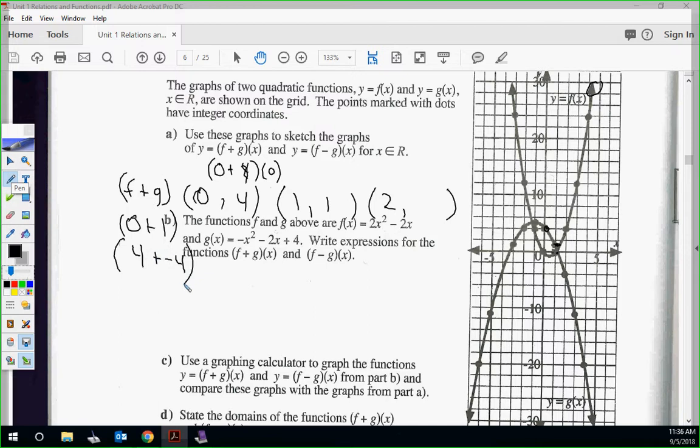So if I add those, 4 plus -4, 0. There's 3 points for the f plus g graph. 3 points for the f plus g graph. Okay, we'll pause there for the notes.